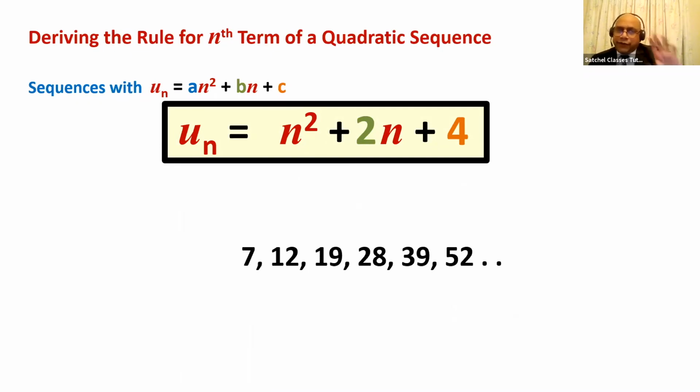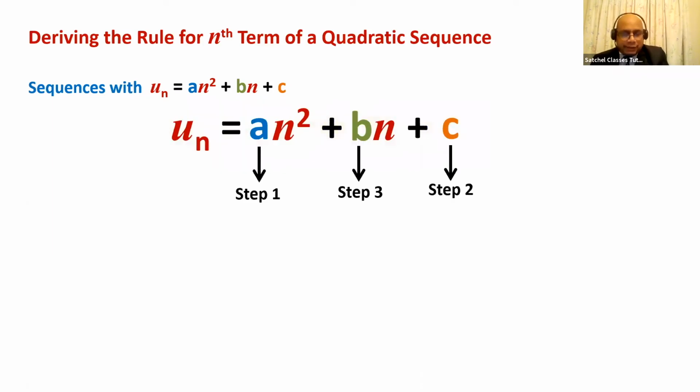So remember, the first step was to find A. The second step was to find C. They are the easiest of the steps. And the third step is to find B, wherein you pick any one term of the sequence, okay, replace n with the term number, and then find B. Let's do one more example just to understand it better.